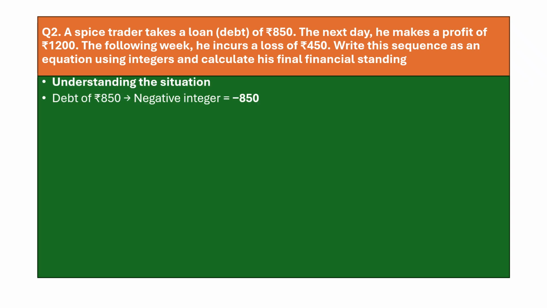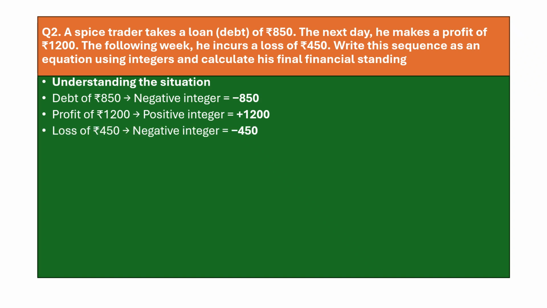Now let's understand the situation. What is the debt here? Debt of rupees 850 is a negative integer, which is minus 850. And the profit is 1200, so the positive integer is plus 1200. Like when we do questions on profit and loss, loss is negative and profit we always calculate as positive. So the loss of 450 is a negative integer again, it is minus 450.